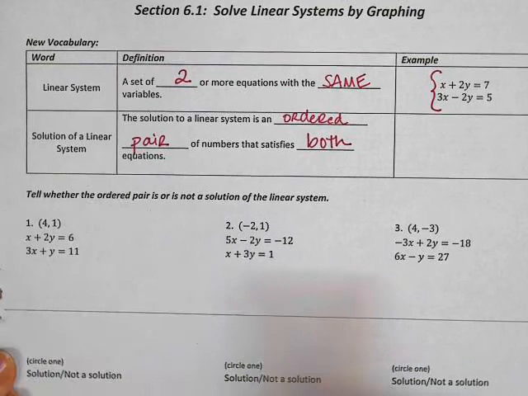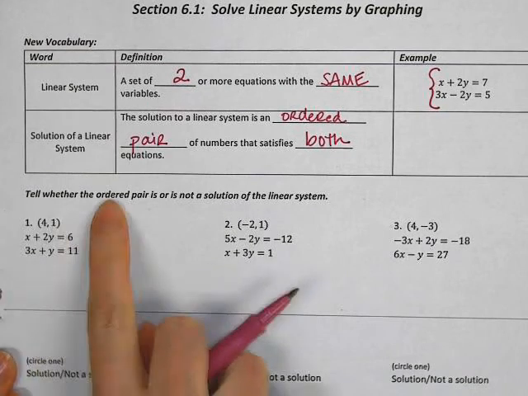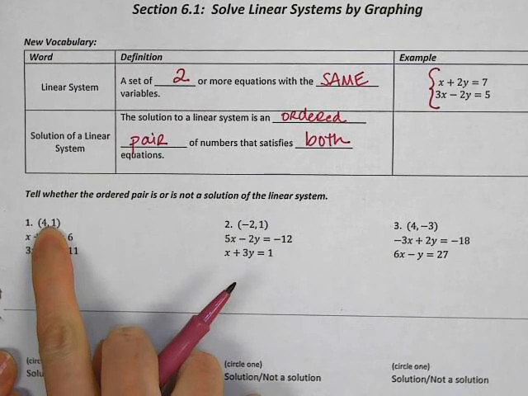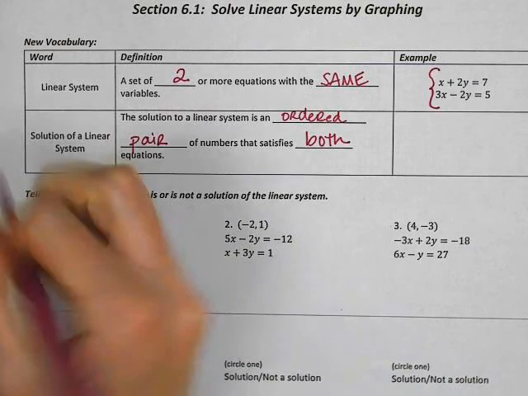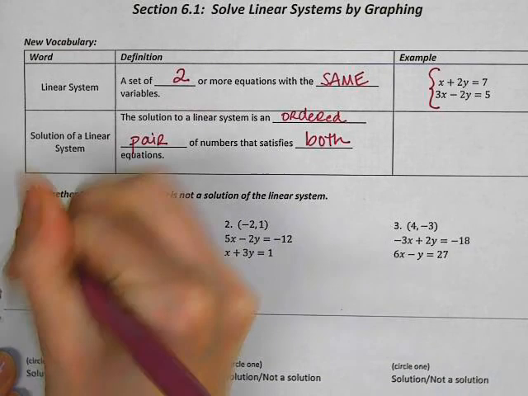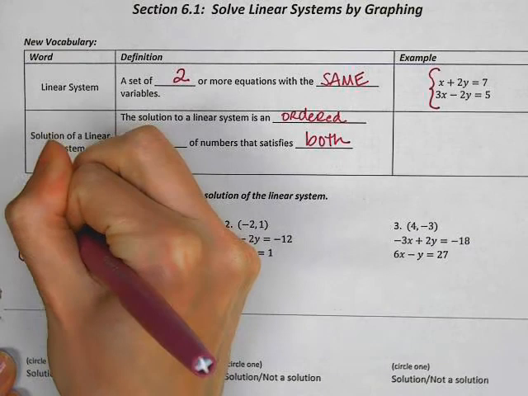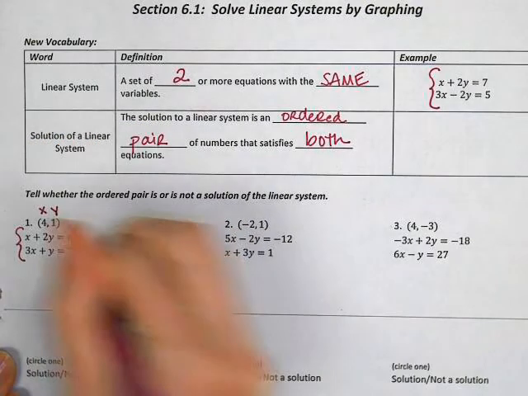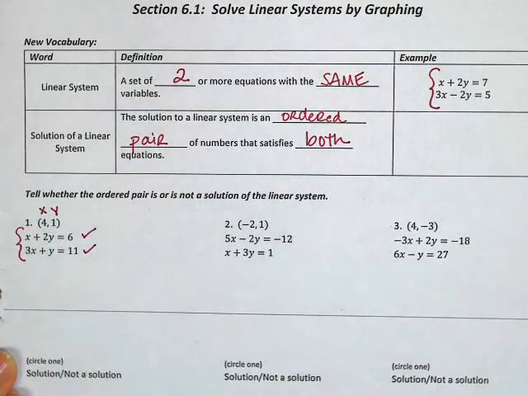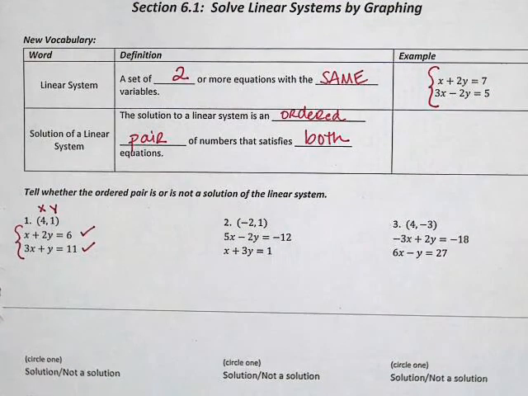In 1, 2, and 3, it says tell whether the ordered pair is or is not a solution of the system. It means that if you plug in 4 for x and 1 for y, it should work for both. It's got to work for both. If it doesn't, it's no. If it does, it's yes.